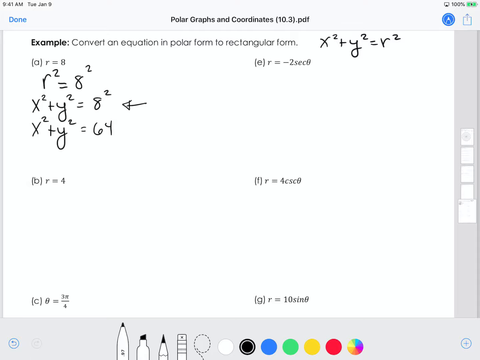We can do the same thing for part B. When we have r is equal to some number, that's going to be a circle with the center at (0, 0). And so we're just going to square both sides. And then I can replace r squared with x squared plus y squared. And so now we have our circle with the center (0, 0) and a radius of 4. And if you'd like, you can rewrite that 4 squared as 16.